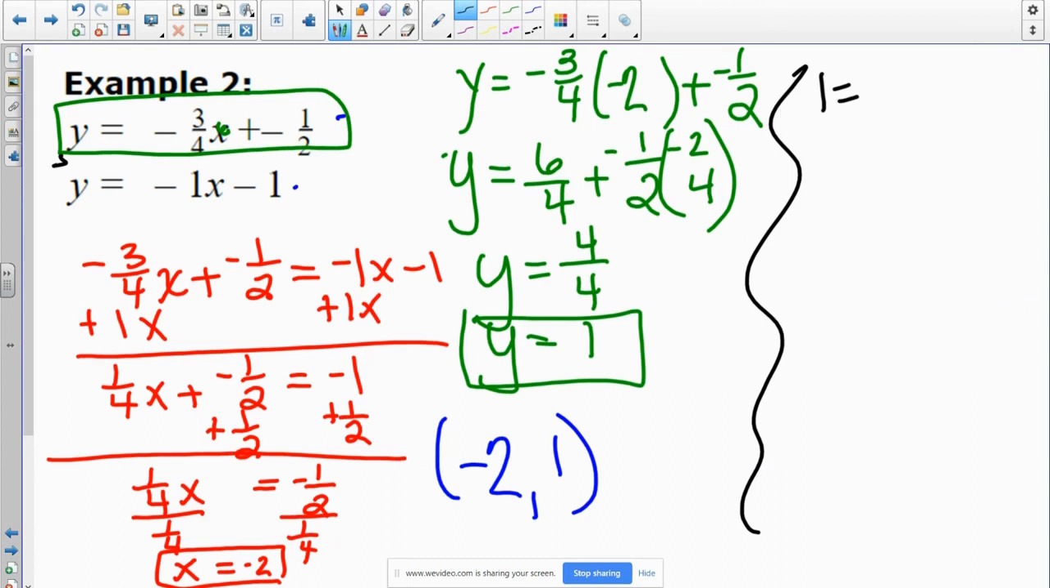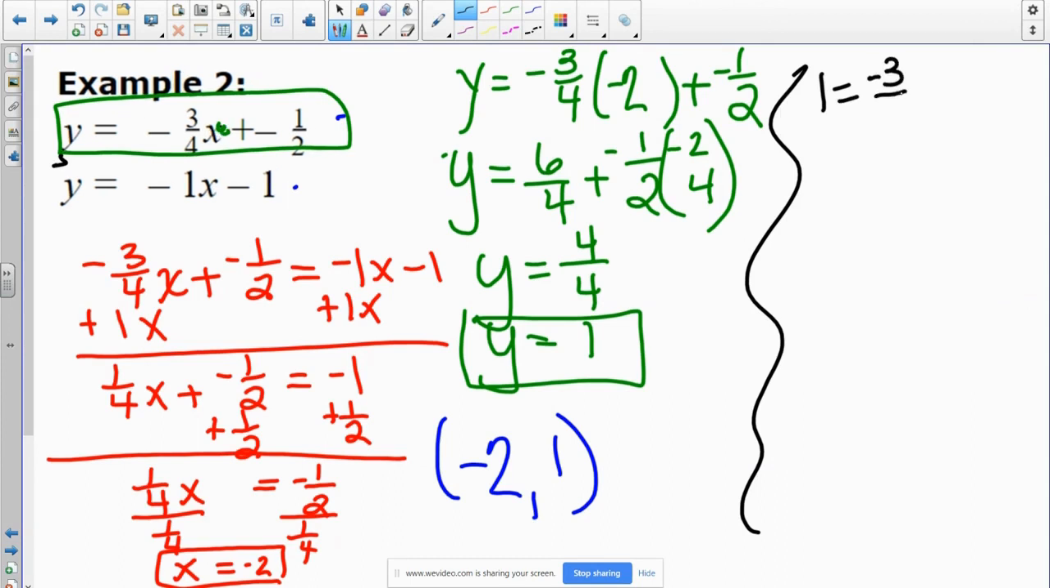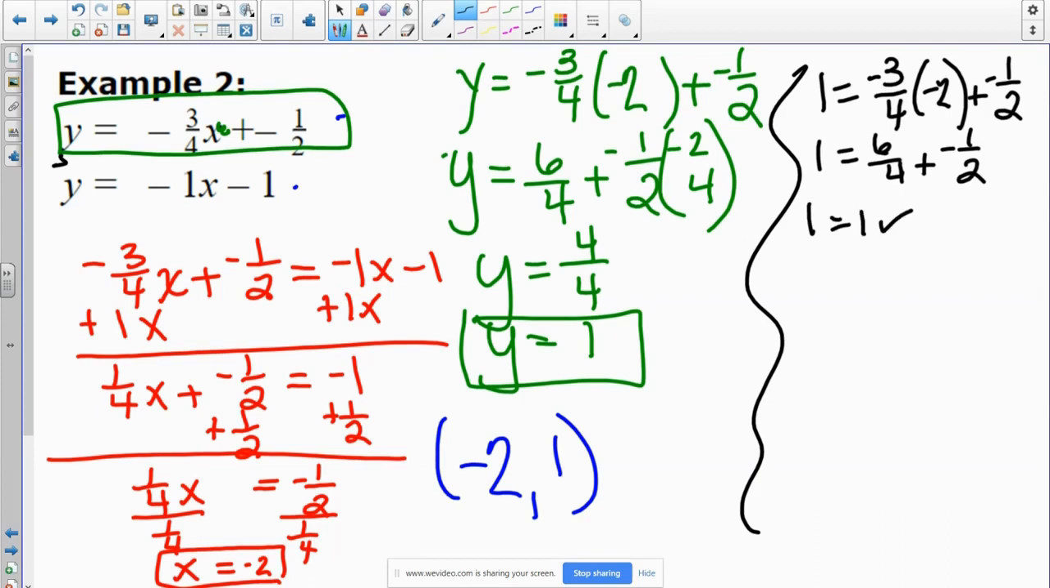So that equals -3/4. That x, now we believe, is -2. And we're going to add a -1/2. And I honestly just did this in the step over here, we got 6/4. You add that to -1/2, and you will get 1. So the first one checks.